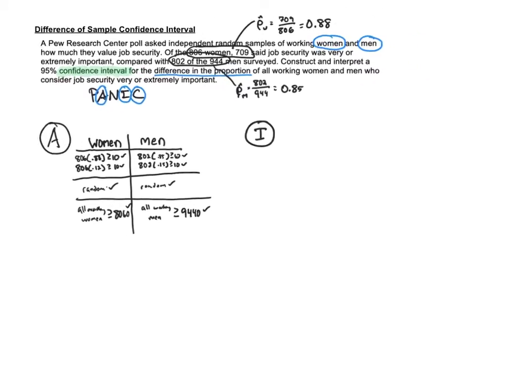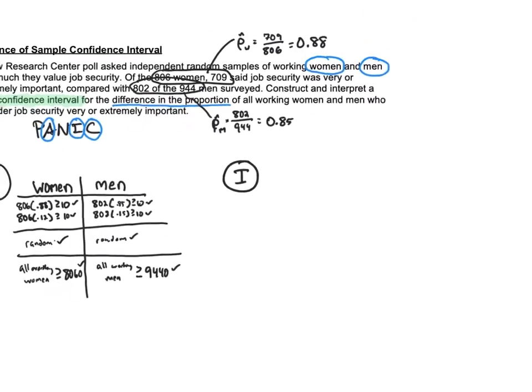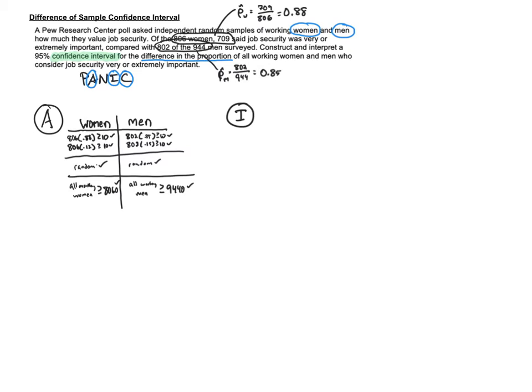Okay, here's where we got to get right into the formula. Let me write the generic formula, then I'm going to put real numbers in it, and then we're going to go from there. Here is the generic formula. P hat 1 minus P hat 2 plus or minus. Remember, proportions are always Z, so then we're going to go look up a Z, divided by, this is the big one, right?